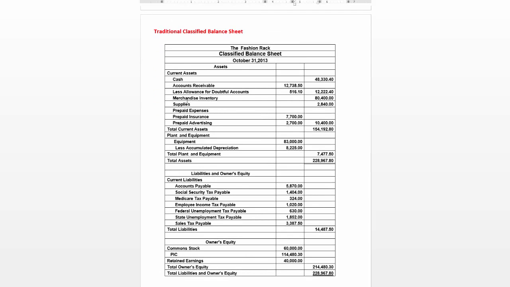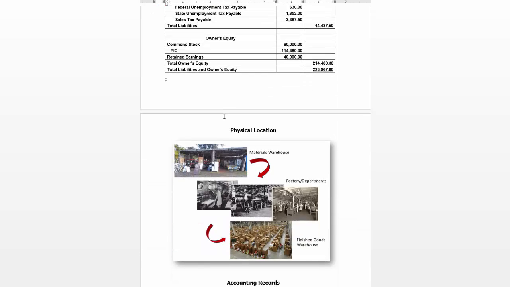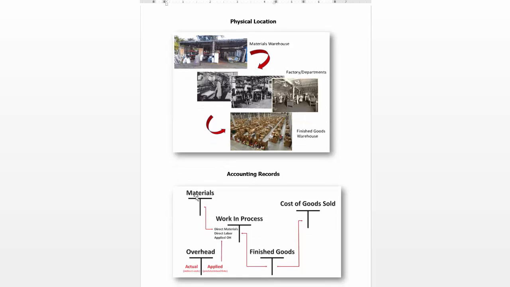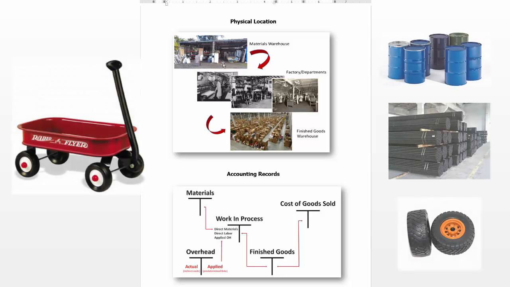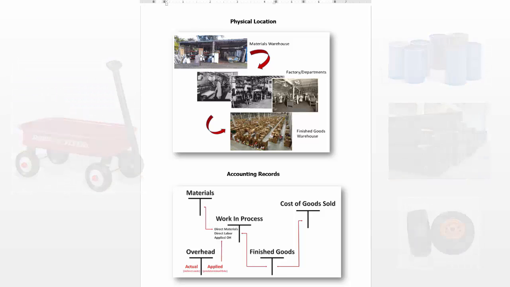And here on the balance sheet, in a retail or merchandising situation, we only have the one inventory account. What we're going to see now is that we actually have three inventory accounts: materials, work in process, and finished goods. The materials goes to a physical location, a warehouse, where we bring in all of our raw materials. If we're making a little red wagon, we're bringing in sheets of metal, drums of red paint, pipe to make the handle. We might buy some pre-made wheels. All of those go in the warehouse. So we're going to show that in the materials warehouse.